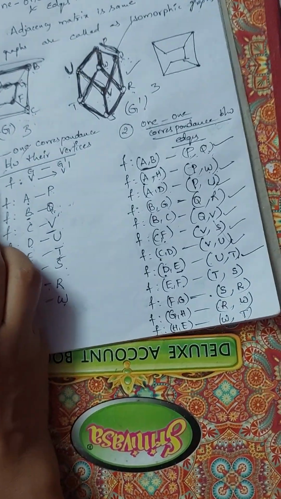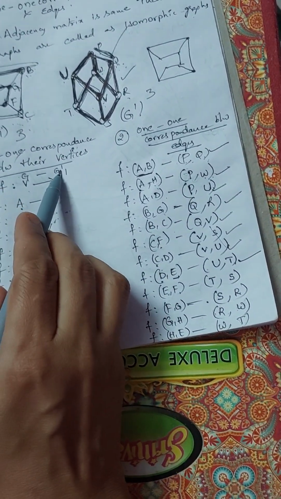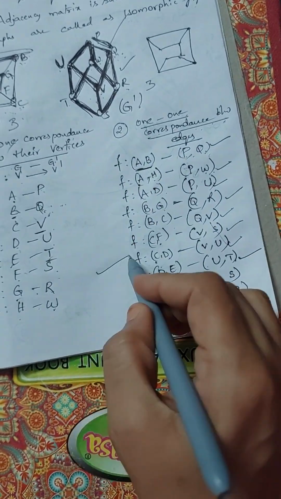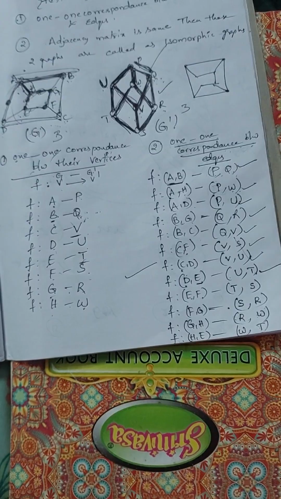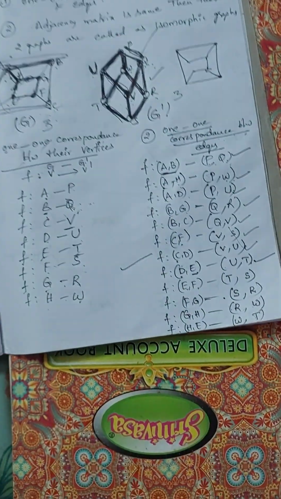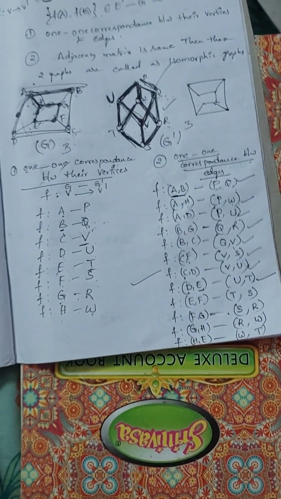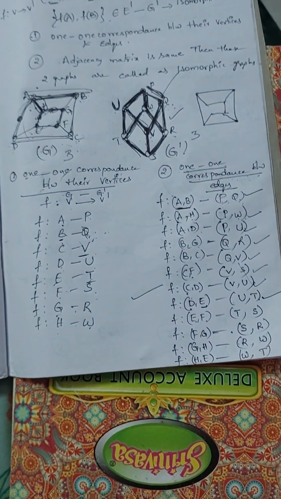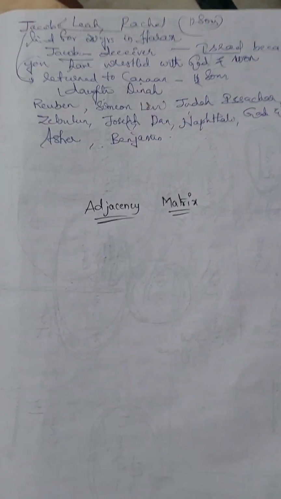Okay now. So one-to-one correspondence of their vertices and one-to-one correspondence between edges is done, right? Once these two are over, then we can write the second point as adjacency matrix. Okay, by using this we can write the adjacency matrix.